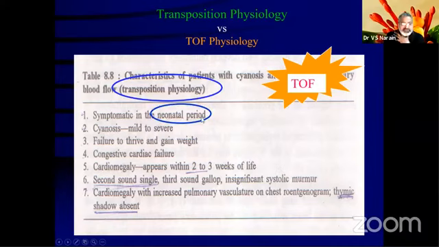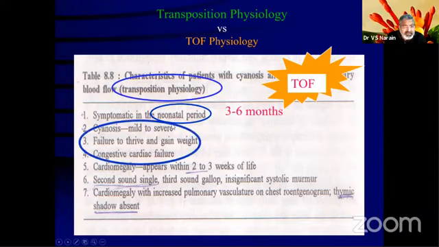Symptoms in transposition physiology will occur very early in the neonatal period because they are with heart failure and they are not so much with cyanosis. The cyanosis is mild, it can be severe at times, but because of the increased pulmonary blood flow, the cyanosis is mild. As compared to the early presentation, tetralogy physiology manifests a little later at 3 to 6 months of age. Then, as I said, there is a congestive heart failure situation because of the increased pulmonary blood flow, failure to thrive and gain weight, and the patient is only mildly cyanotic.